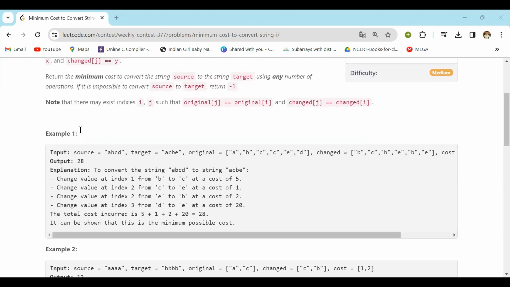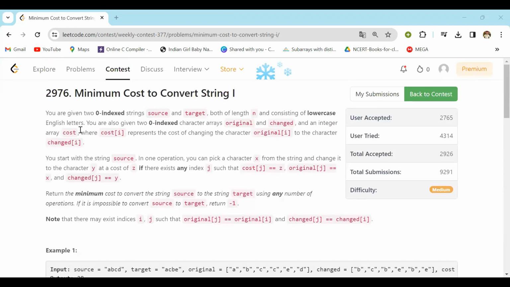So the third question says you are given two zero-indexed strings, source and target, both of length n, consisting of lowercase English letters. You are also given two zero-indexed character arrays, original and changed, and an integer array cost, which represents the cost of changing the character original value to the changed value.